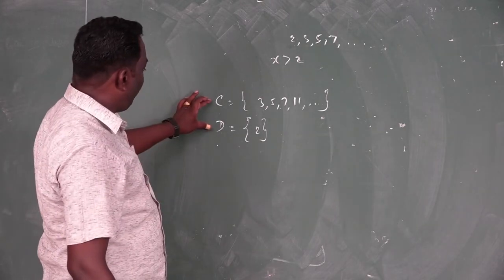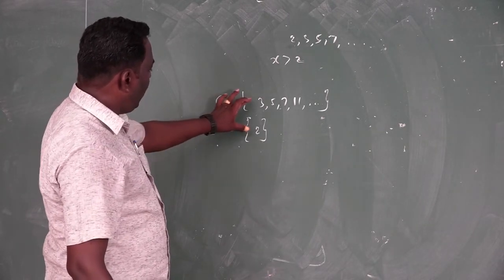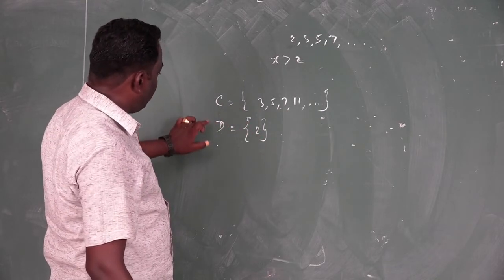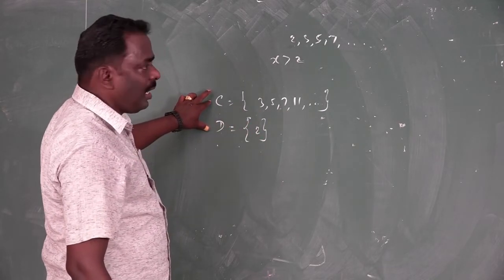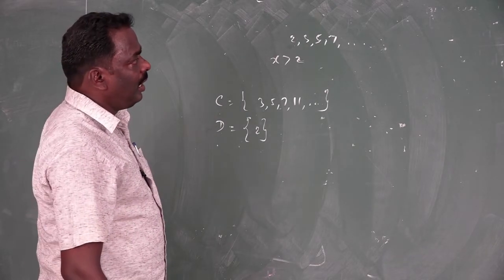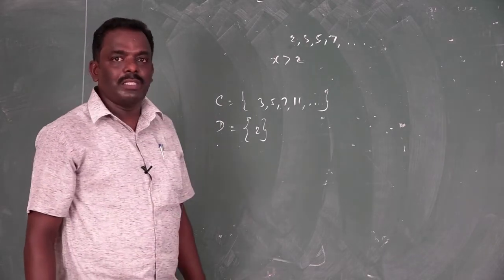Now comparing the sets C and D, C is an infinite set. No elements are common in set C and set D. Therefore these two sets are defined as disjoint sets. Similarly, we can try the third one as homework.